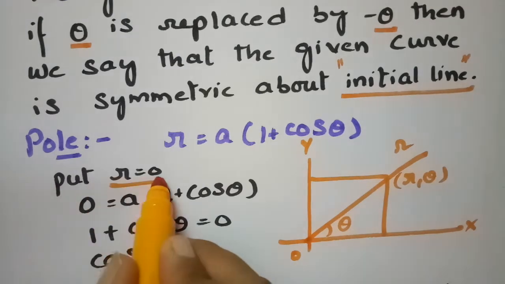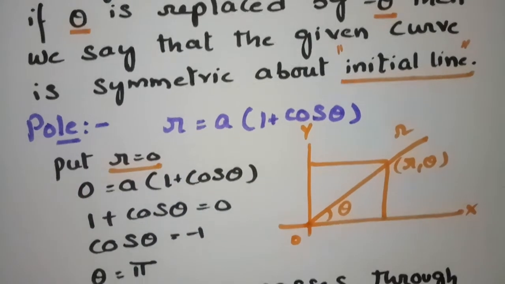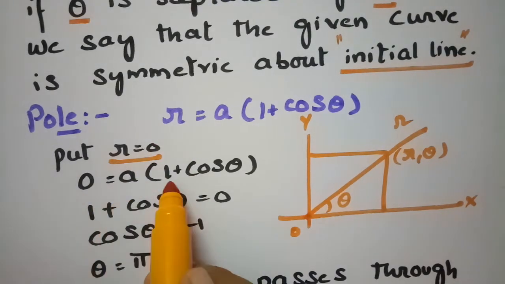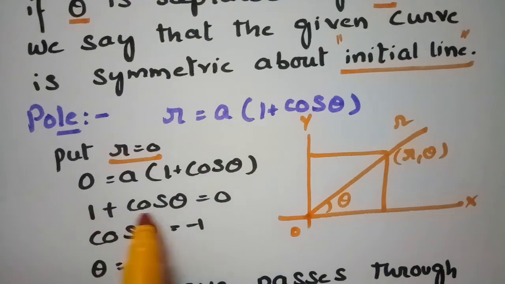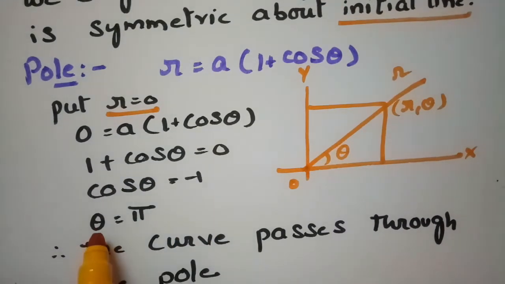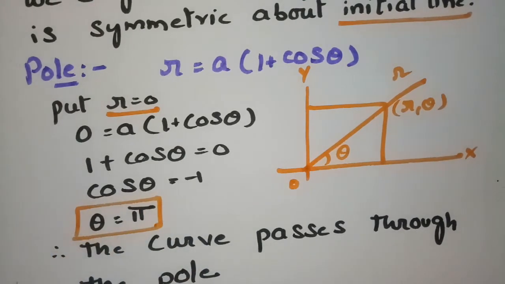Here if we put r = 0 in this equation, r = a(1 + cos θ), in place of r I substituted 0. So 0 = a(1 + cos θ), and 1 + cos θ = 0, and cos θ = −1. Therefore the θ value is equal to π. See here, the θ value we got as π. Therefore the curve is passing through the pole.